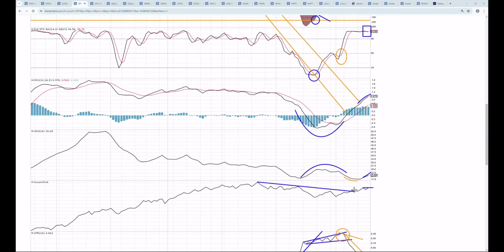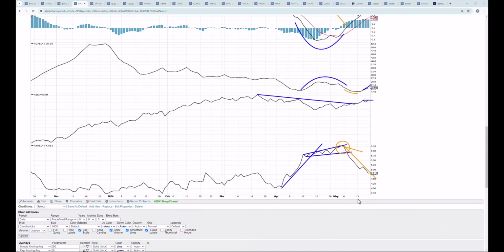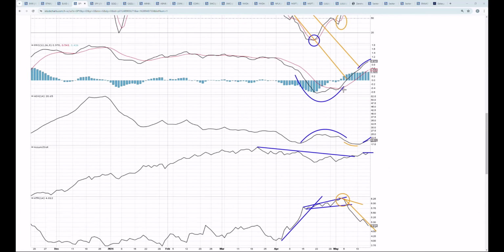And so we look at that, and when we get down here and then turn back up, that means this bull trend is probably over, and that's where we're headed, folks. We've got a little more downside to come.